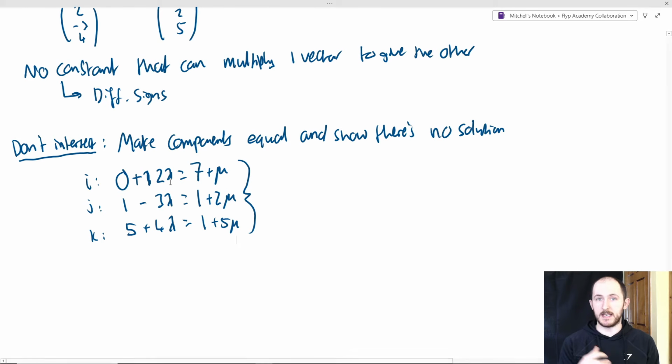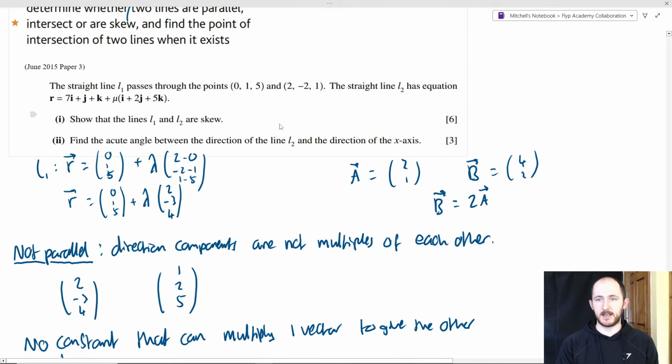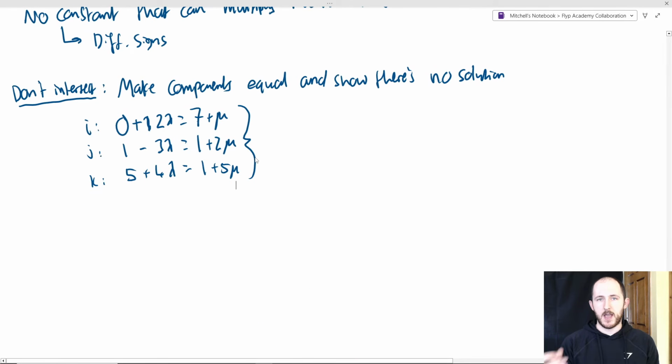If they don't intersect, bear in mind we're proving it's skew, which means they don't intersect, right? Then there will be no value of mu and lambda that works. So essentially it'll be unsolvable. So how can we prove that? Quite simple. All we need to do is try and solve it and show that there's no values that are possible. So let's get to it.